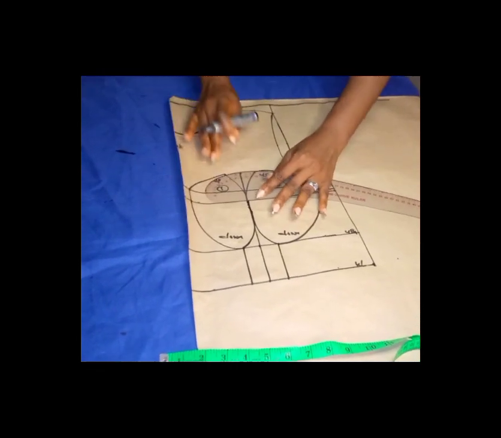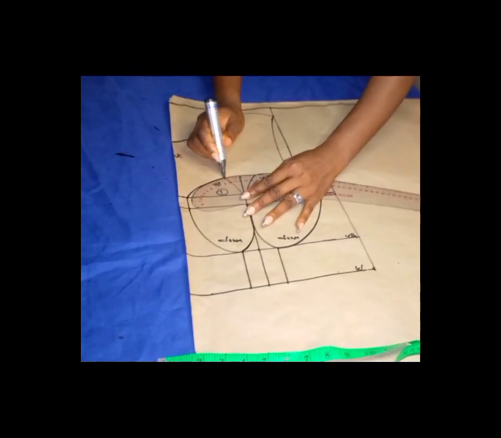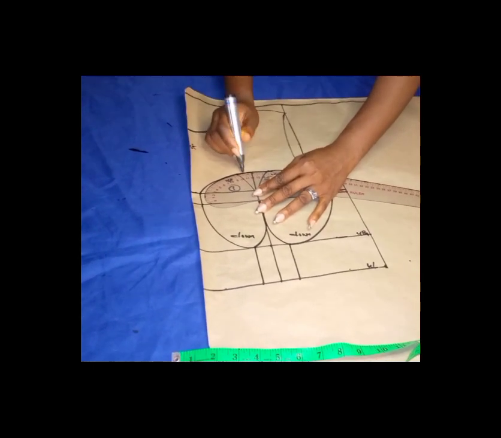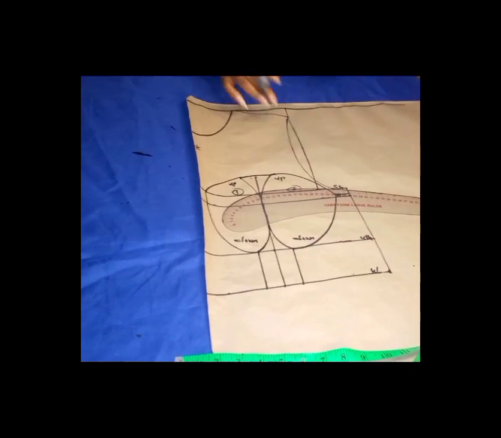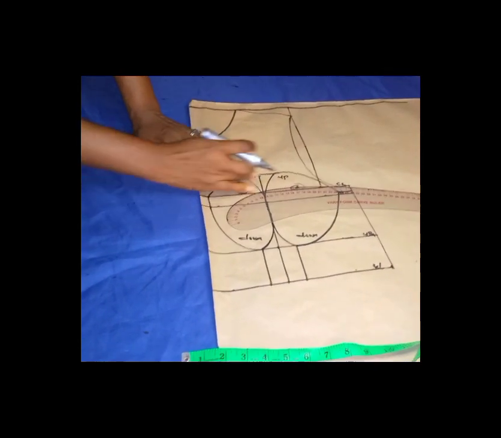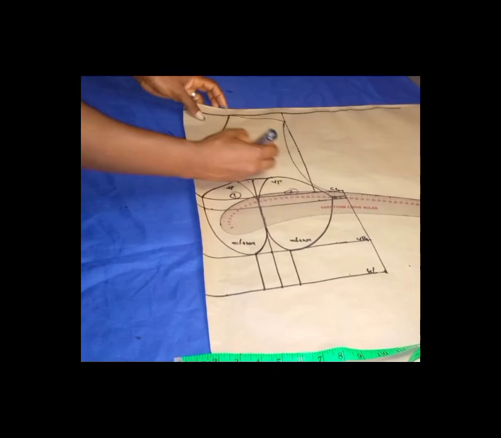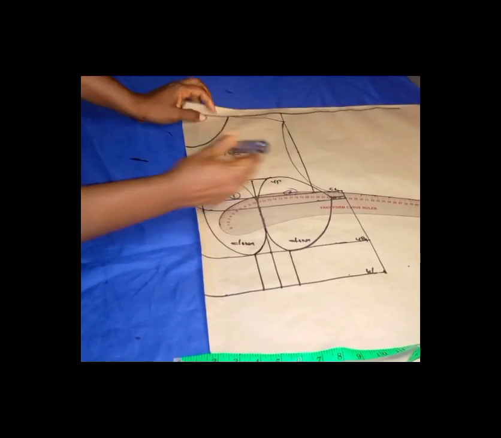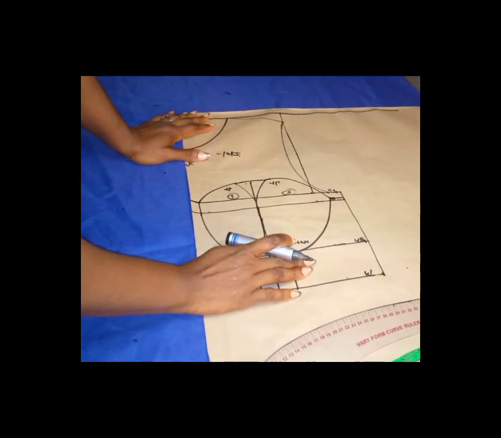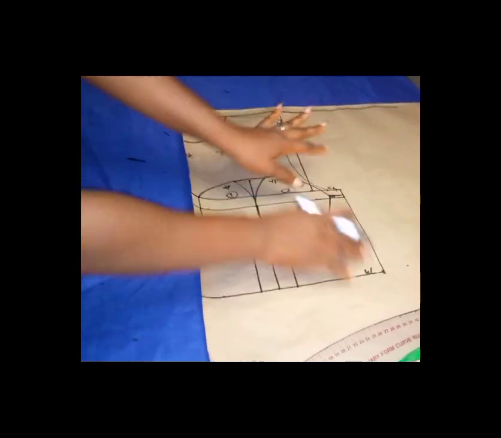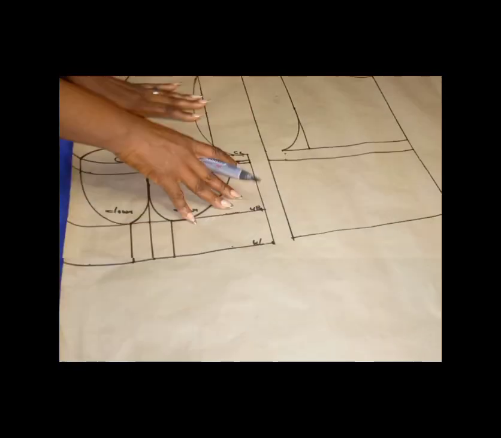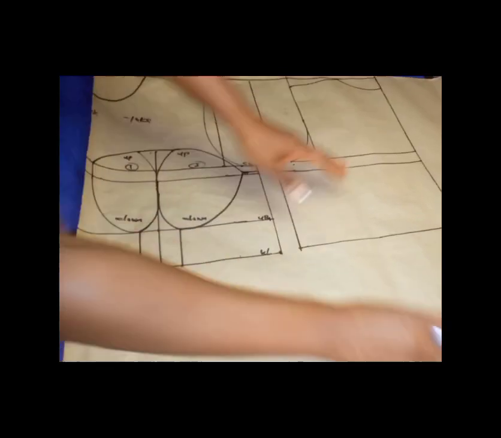So I'm just going to close up that area so I can connect my yoke, because this will be having a yoke. I'll close that up so I'll be able to cut out my yoke. I will label that upper part as the yoke part of it. So this is basically what we are having for the front drafting.